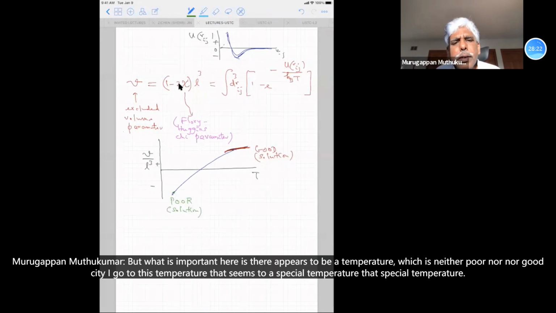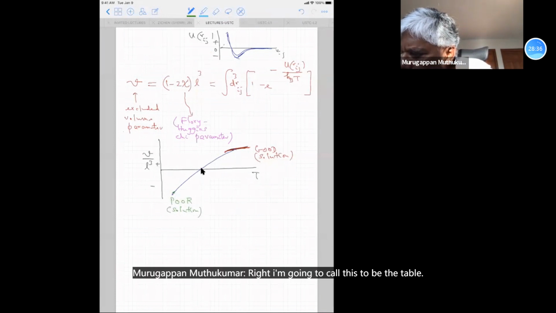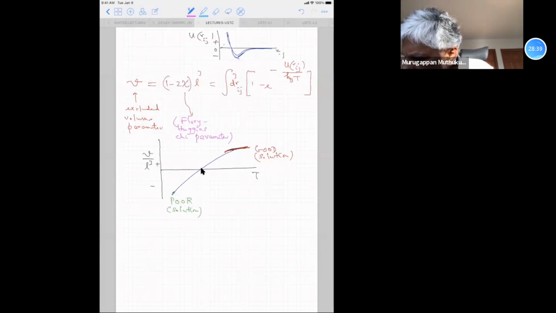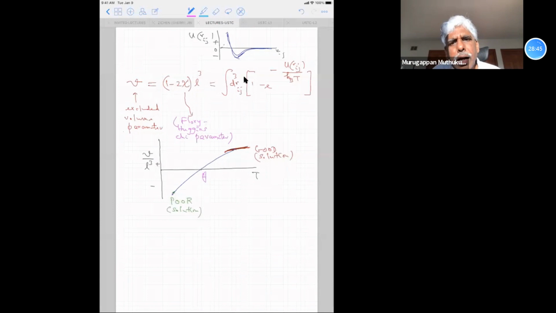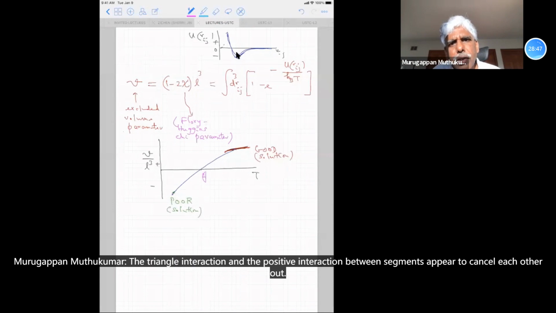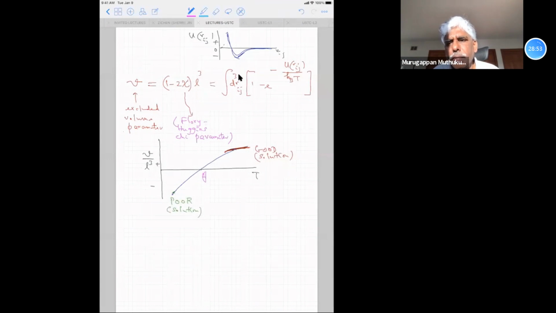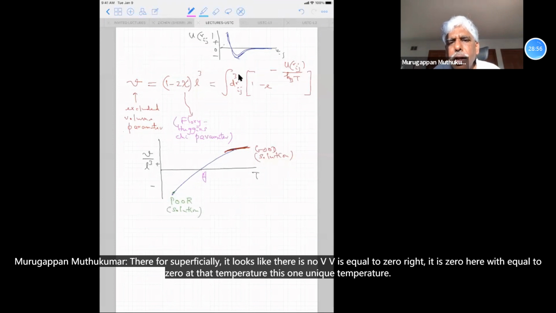But what is important here is there appears to be a temperature which is neither poor nor good. So I go to this temperature, that seems to be a special temperature. That special temperature, I'm going to call theta. So at that temperature, the attractive interaction and repulsive interaction between segments appear to cancel each other out. Therefore, superficially, it looks like there is no V. V is equal to 0, right? This is 0 here. V is equal to 0 at that temperature.